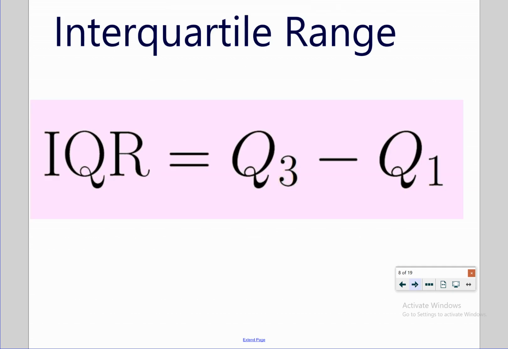All right, interquartile range is something that we can do a quick calculation with. You can write this formula down somewhere. It is just the difference in your upper and lower quartiles. Q3 minus Q1, we use IQR to represent it.